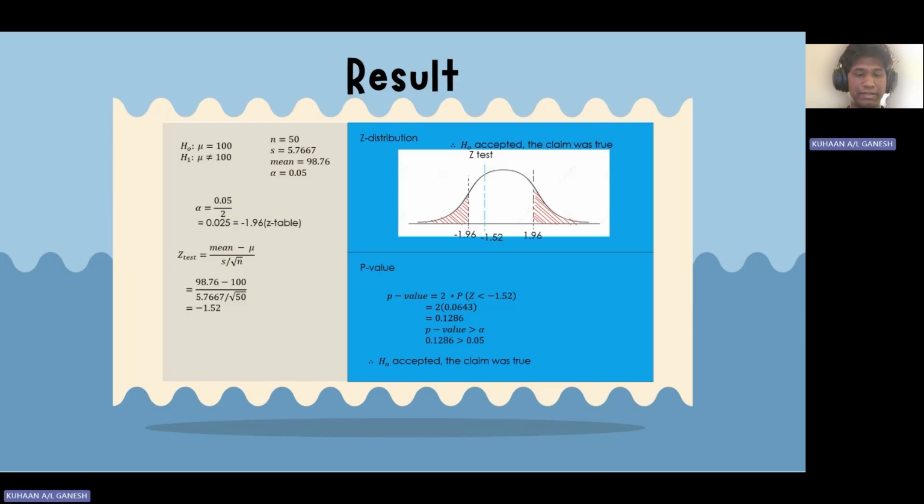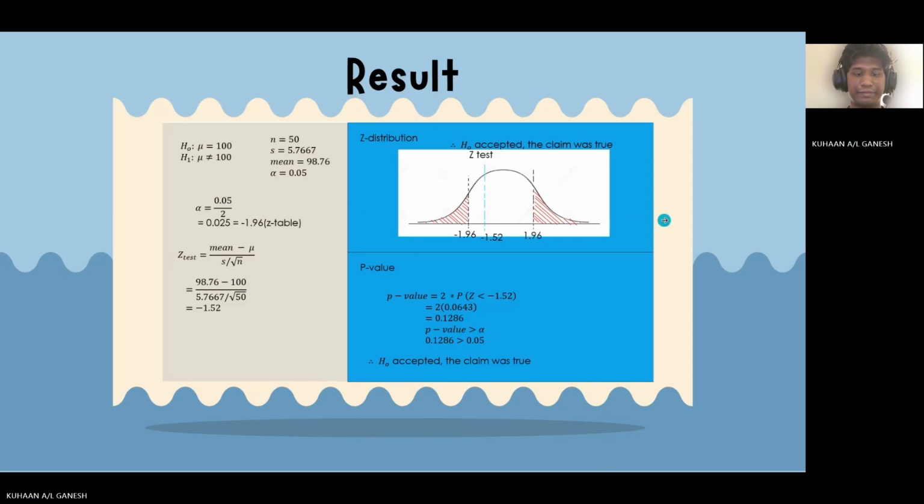Our critical z value for two-tailed tests at alpha 0.05 is plus minus 1.96, which is confirmed from the z table. Since negative 1.52 lies between negative 1.96 and positive 1.96, we fail to reject the null hypothesis, as we can see here in the Z distribution section.